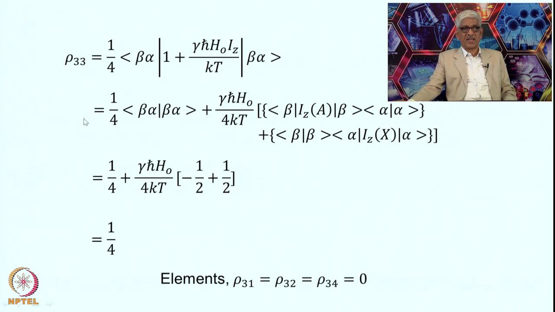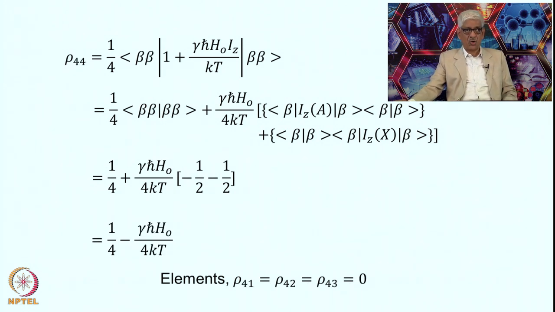And you do the same exercise for 3, 3. Now it is beta alpha and beta alpha here. This one gives me 1 again, and this gives Iz A beta, this gives me minus half, this is 1, this is 1 and this gives me half. So this will be minus half plus half, and therefore this vanishes. I am left with only 1 by 4. So other 3 elements in the third row, 3 1, 3 2, 3 4, will all be 0.